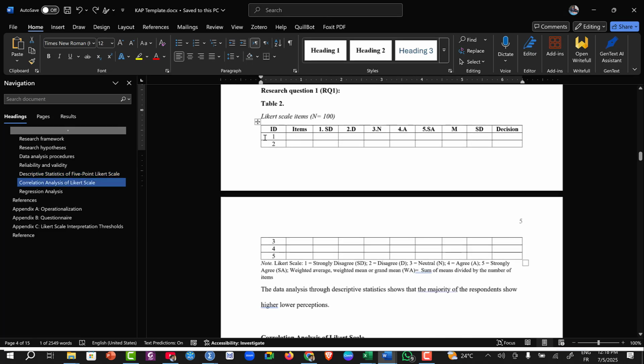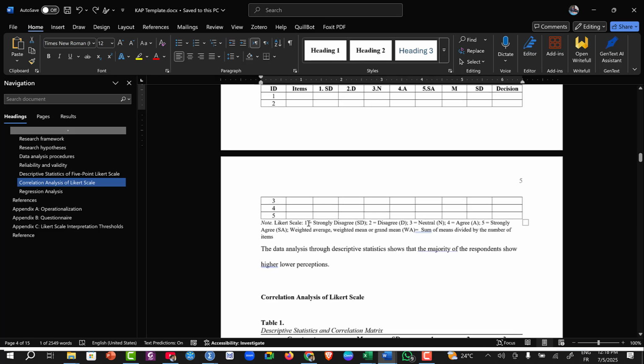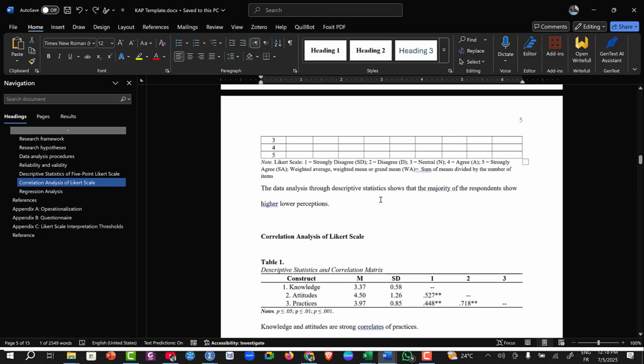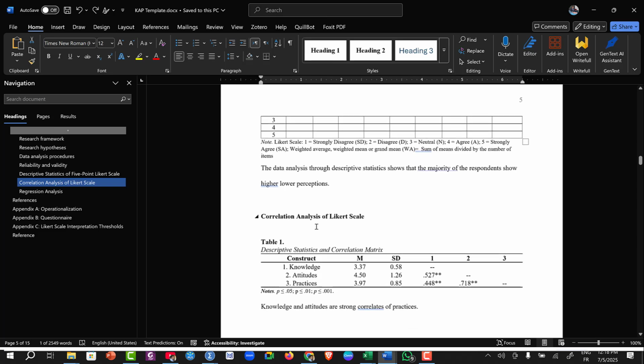We can also do a Likert item analysis by taking the ID, the items, the strongly disagree, disagree, neutral, agree, and strongly agree, in addition to the M meaning the mean or the average, then SD meaning the standard deviation. Under the table, we have strongly disagree, etc. The data analysis through descriptive statistics shows that the majority of respondents show a high level or lower level of perceptions.